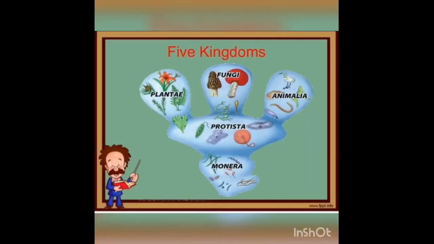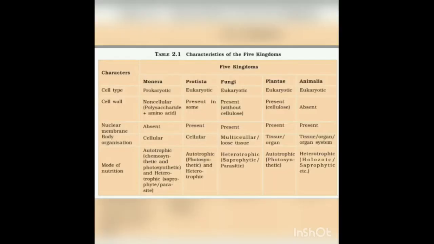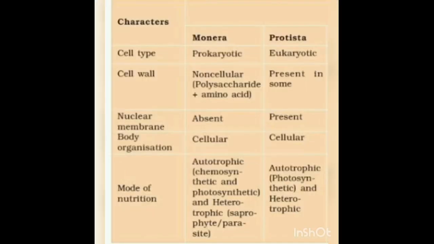You know very well about the 5 kingdom classification given by R.H. Whittaker in the year 1969. The kingdoms defined by him were Monera, Protista, Fungi, Plantae, and Animalia. We will see the salient features of these 5 kingdoms based on the cell type, cell wall, body organization, and mode of nutrition. We will see the first 2, Monera and Protista, first, and then Fungi, Plantae, and Animalia next.